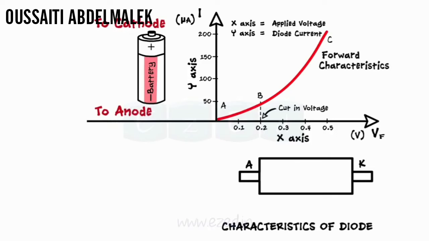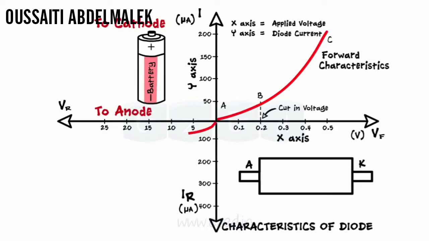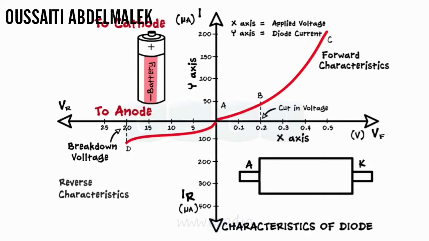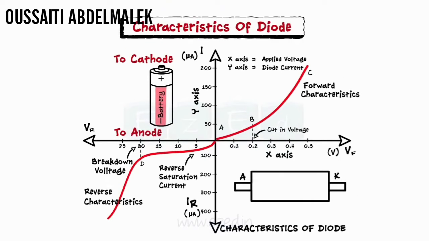When we connect the diode in reverse bias, the leakage current flows in the opposite direction till point D. But if we further increase the reverse voltage applied at one point, the diode breaks down and a large amount of reverse current flows through it, which may damage the component. This value of reverse voltage is called the breakdown voltage.